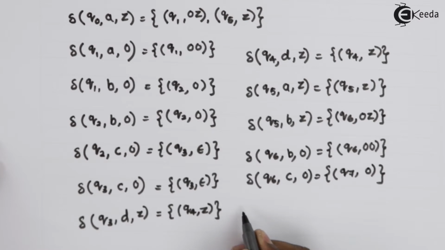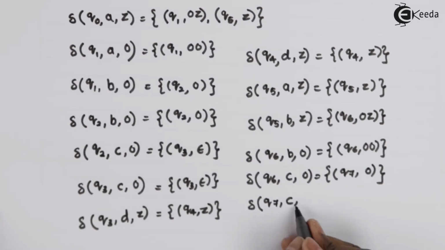Next one would be delta. Next one is Q7 with C as the input symbol, 0 as the top of the stack.